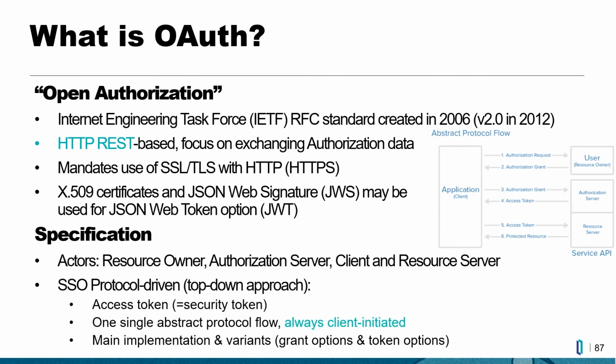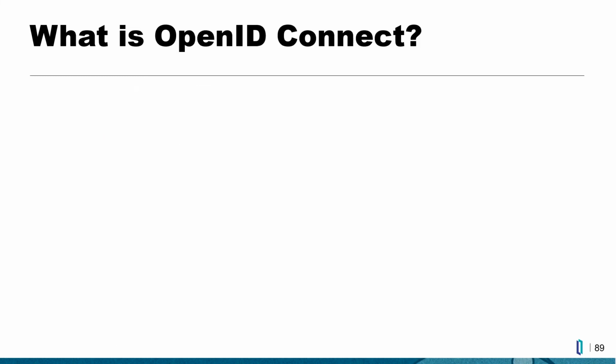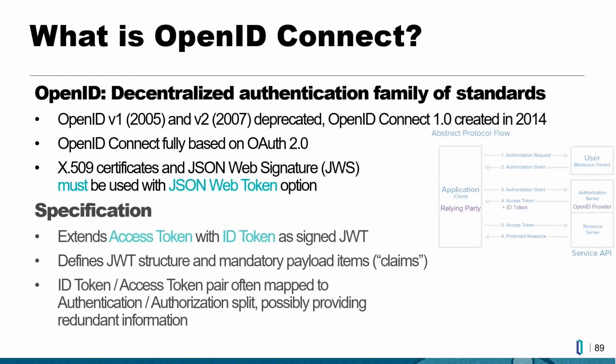Interestingly, the specification has a completely different approach than SAML. It goes top down, meaning you start with a use case, what you're trying to do, and you go all the way down, from this abstract protocol flow to things like the security token, which in this case is an access token.